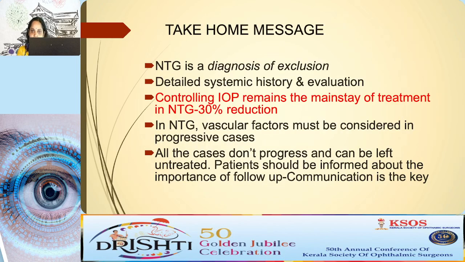The take-home message is NTG is a diagnosis of exclusion. Detailed systemic history and evaluation should be done. Controlling IOP remains the mainstay of treatment. And in NTG, if it is progressing, you have to rule out other vascular and systemic factors. And not all cases progress, and such cases can be left untreated. Patients should be informed about the importance of follow-up, and communication is the key.